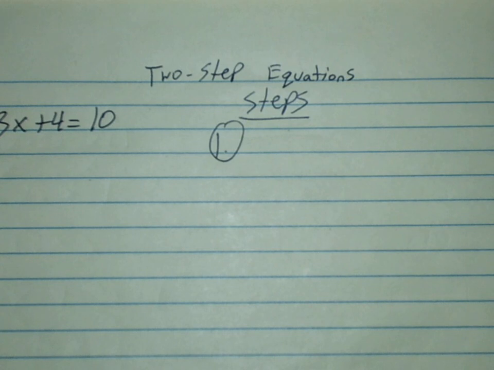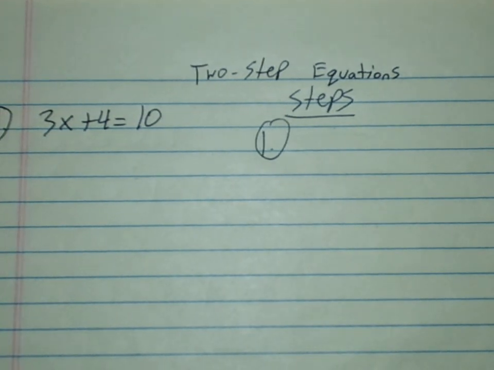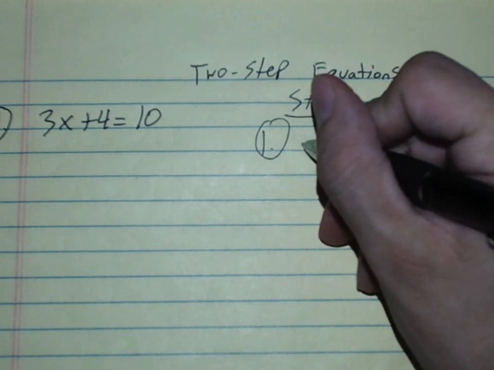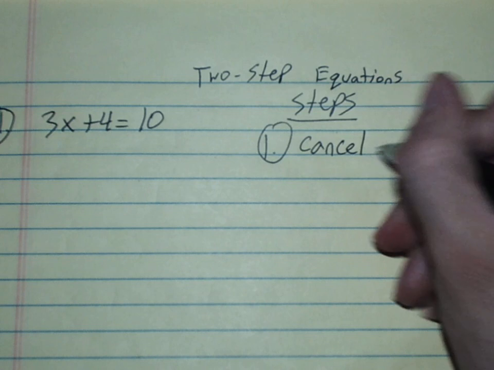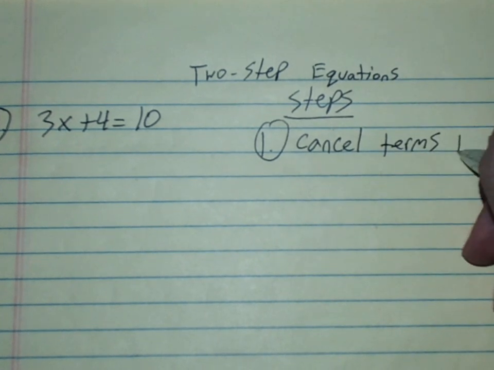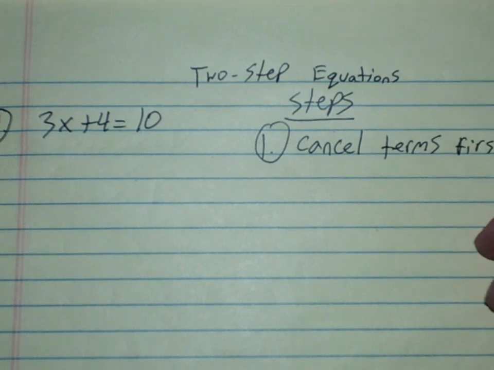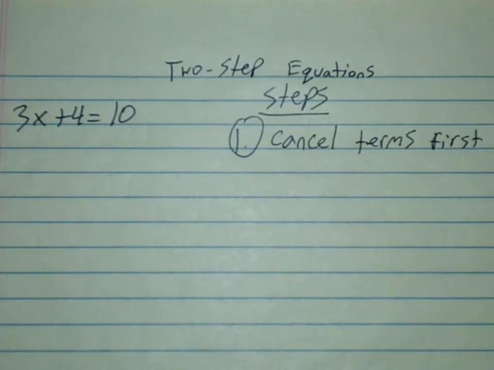Step 1. Can you go over so I can see what the first thing is? Yeah, here you go. Step 1. Cancel terms first. Cancel terms first.